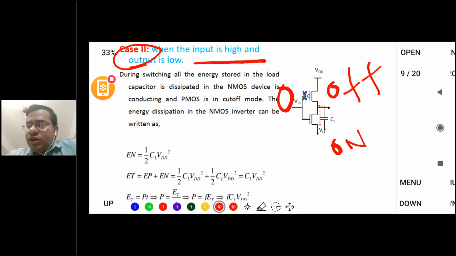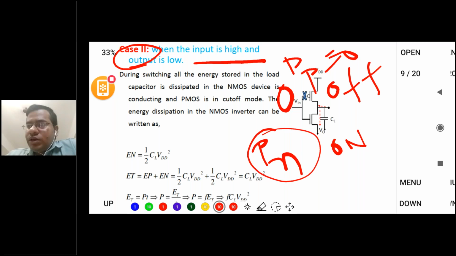Okay, so this time your PMOS is off. That means all the conditions you derived in case 1 are not valid, because this power dissipation is only for PMOS if the PMOS is on. But now your PMOS is off, so the power dissipation of the PMOS is 0. But here your NMOS transistor has consumed some power, because this is an on state. This transistor is on.